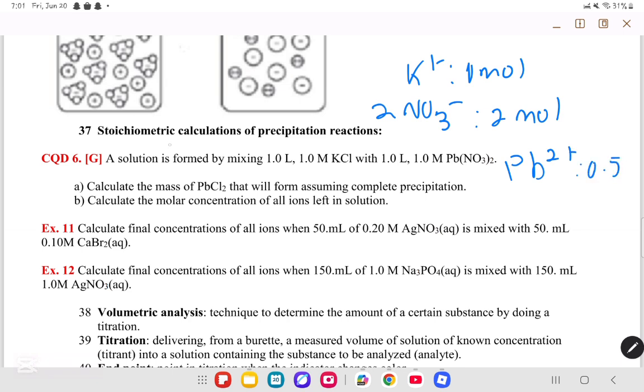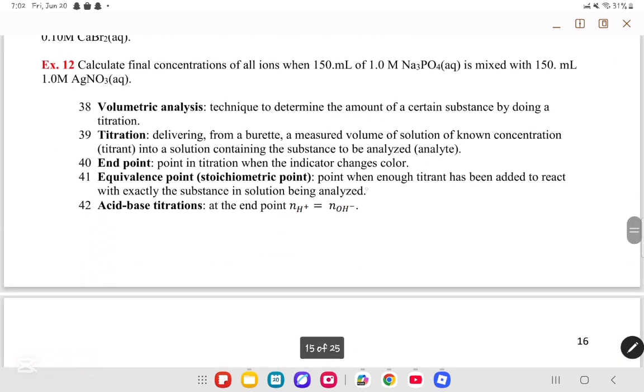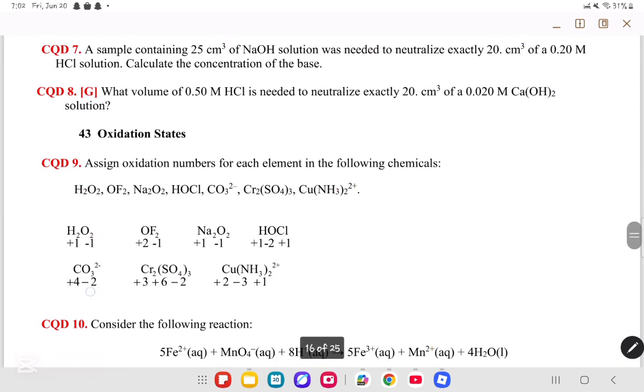We will divide it by the total volume, which is 1 liter plus 1 liter, which is 2 liters. So for K plus, it's going to be 1 over 2, which is 0.5 molarity. For 2NO3 minus, it's going to be 2 over 2, which is 1. So NO3 minus, it's going to be 1. And for Pb2 plus, it's going to be 0.25 molarity. Okay, so that is it for this CQD. I'm not going to do any more exercises. We'll move on to CQD number 7.